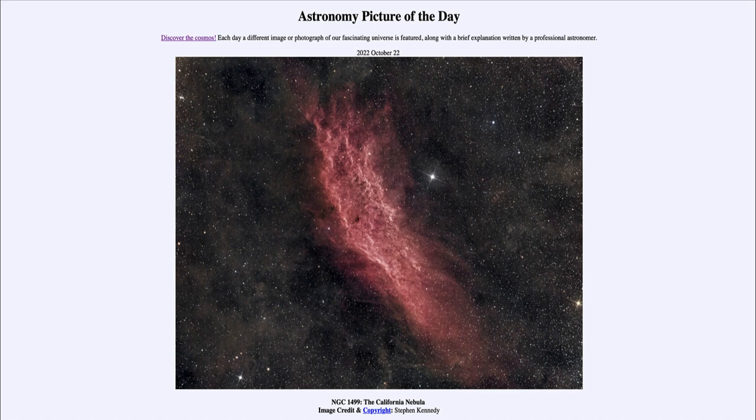So that was our picture of the day for October 22nd of 2022. It was titled NGC 1499, the California Nebula. We'll be back again tomorrow for the next picture, previewed to be Strange Planet. So we'll see what that is about tomorrow.